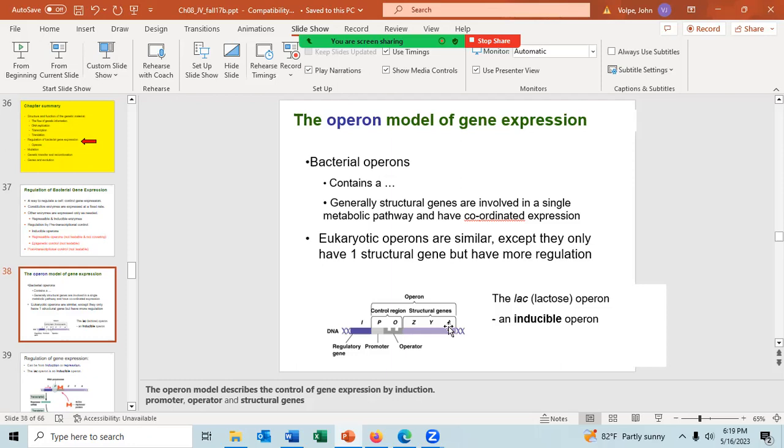In the case of the lactose operon, the Z gene codes for the enzyme lactase, and the Y gene and the A gene are two structural genes in the lac operon that are involved in the metabolism of the sugar lactose. And always the structural genes in the operon are related genes, meaning in the case of the lac operon, all three of the genes are involved in the metabolism of the sugar lactose.